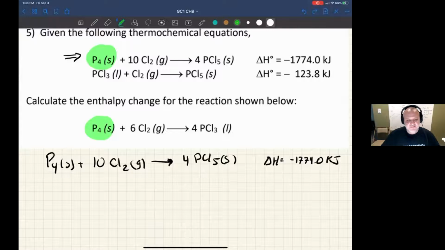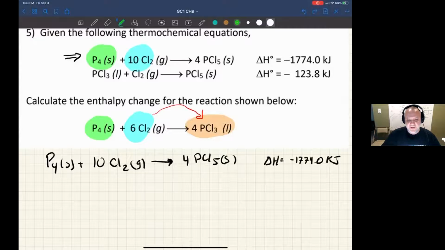Okay, let's go to the next reactant. It's chlorine. But look, I've got chlorine already in the reaction that I just used. It's not in the correct stoichiometric proportion, so we're going to have to sort it out later. So let's just go ahead on to the next thing, which is PCl3.